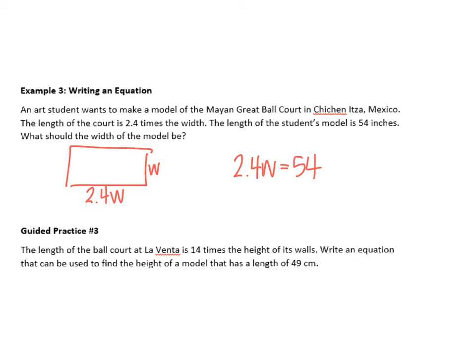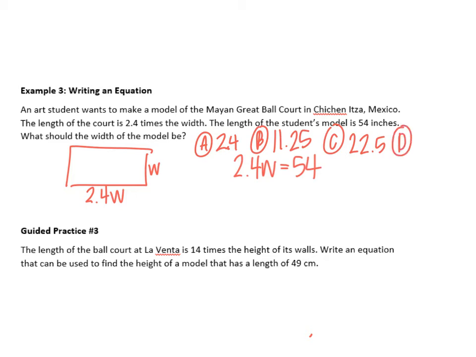They want to know what should the width of the model be. And they give you 4 choices. You have A, which is 2.4 inches. B, which is 11.25. C, which is 22.5. And D, which is 129.6. You have to see which one makes the equation true. So you're going to test all 4.